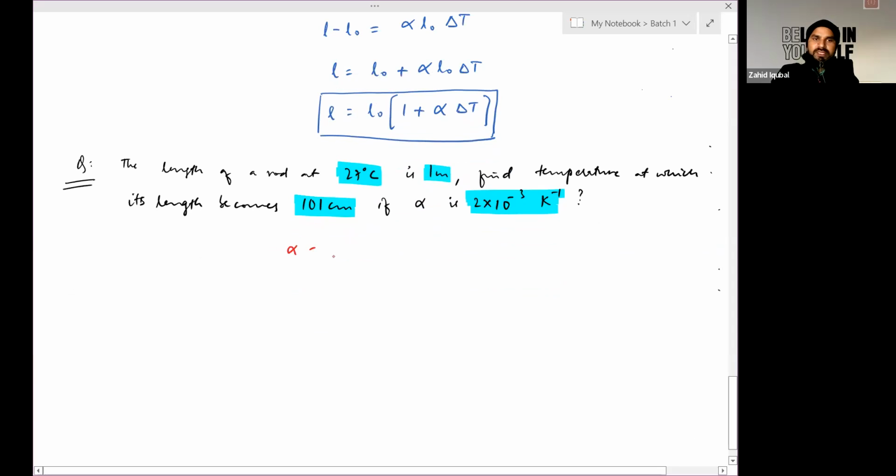You may write alpha equals delta L divided by L naught times delta T. Move this delta T to the left side, equals delta L by L naught times alpha. Delta T is change in temperature, so it will be T final minus T initial equals delta L, that is change in length, final length minus initial length, by initial length times alpha. Put all the values and simplify it. You'll get the value of T. Try to solve.